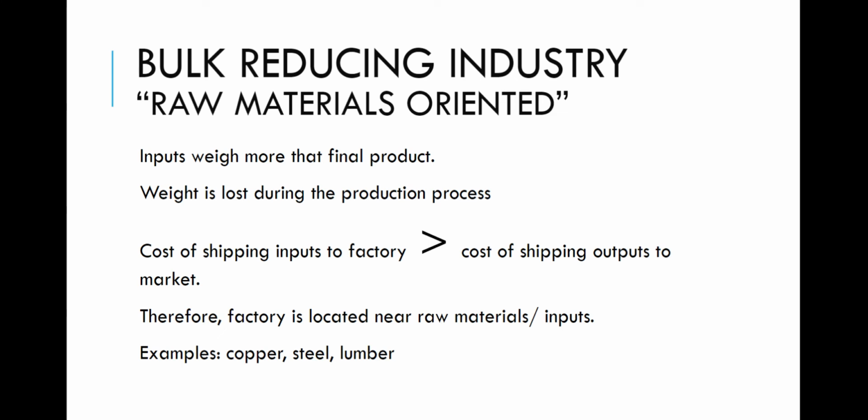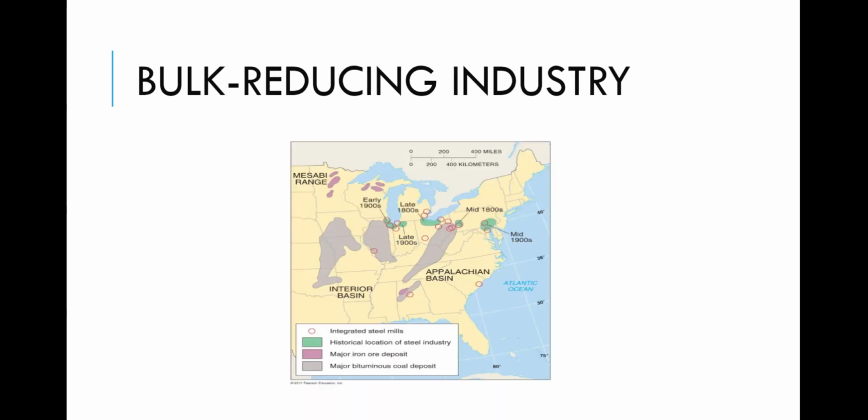So weight is lost during the production process. Therefore, it makes more sense economically to ship the final product longer distances than the raw materials. The way that I think of these are raw materials oriented kind of manufacturing. So copper, steel, lumber, your bigger raw materials type industries are going to be here.